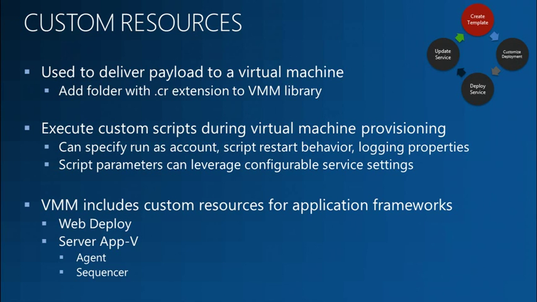And we include a couple of custom resources by default. So we include web deploy and server App-V bits on our media, and when you install VMM and either add a library share or leverage the default library share, we will go ahead and deploy those custom resources into the library share so that they're available for you. If you're deploying an application with server App-V, we give you install scripts off the bat, so you don't have to go and figure out your own. Same thing for web deploy. And we also have scripts to install the server App-V Sequencer, the agent, the PowerShell cmdlets, with or without web deploy.